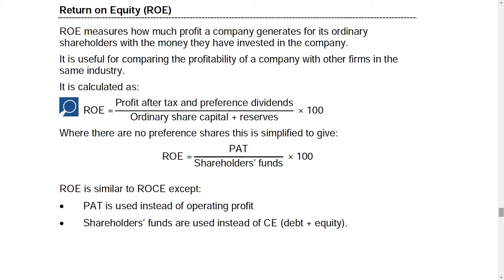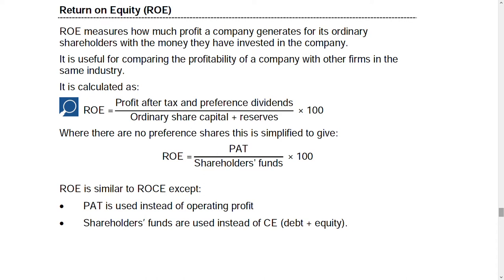How much they have generated for them with the money they have invested in the company. Who have invested? The ordinary shareholder. So the word equity will tell you. It is useful for comparing the profitability of a company with other firms in the same industry. So yes, you can compare the profits with other firms in the same industry. This ratio could be used.